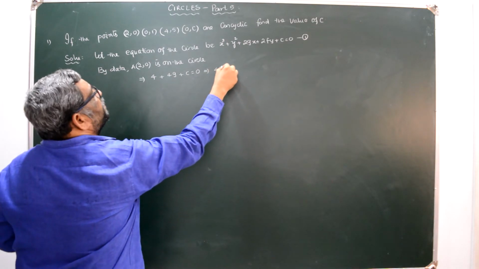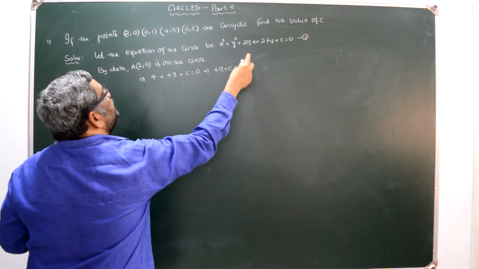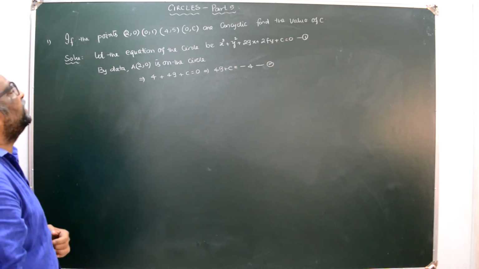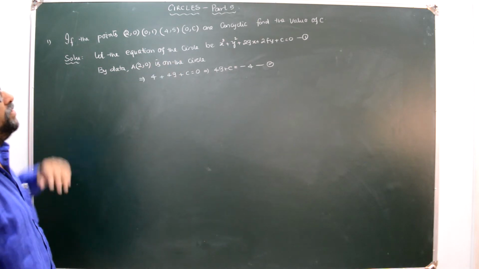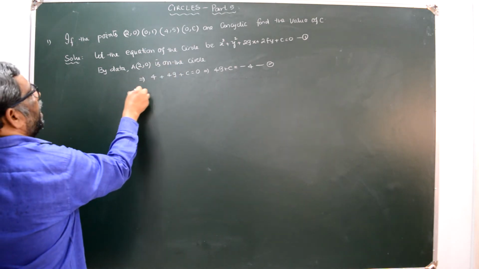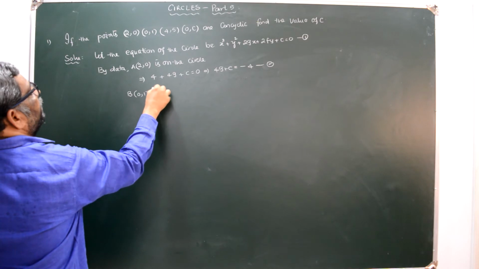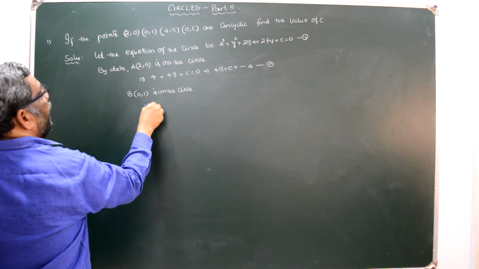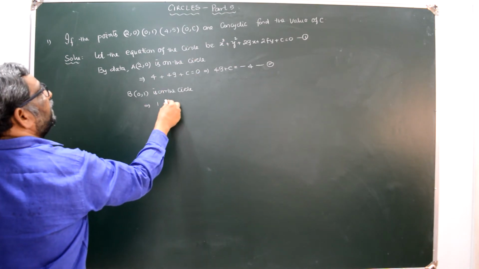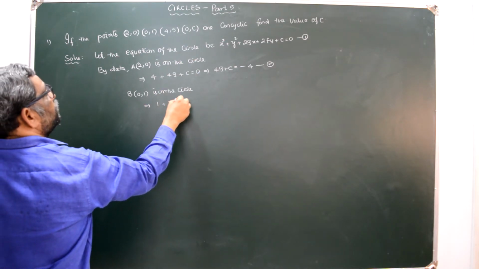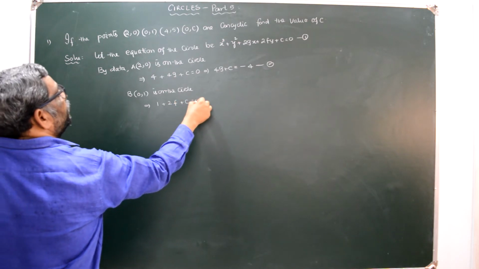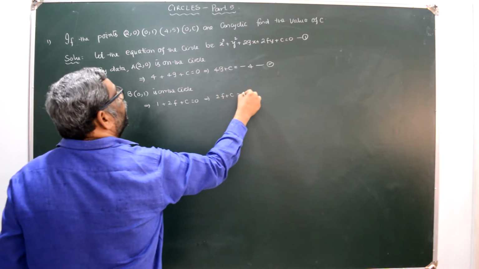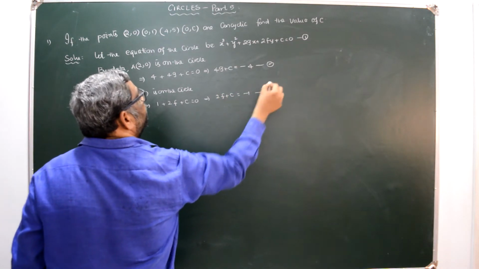So 4g plus c is equal to minus 4. I got an equation in terms of g and c. You can verify it. Now B (0, 1) is on the circle implies 0 plus 1 plus 0 plus 2f plus c equal to 0. That is, 2f plus c is equal to minus 1. You can call this as 3.